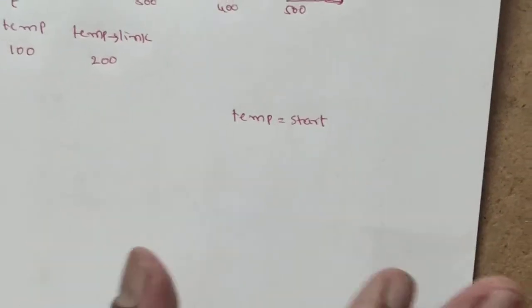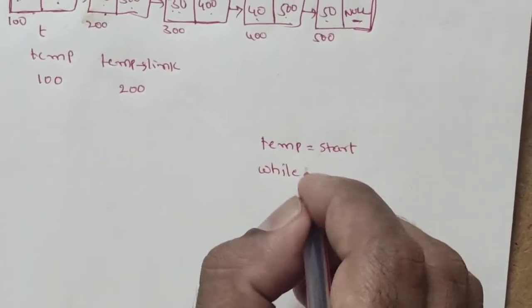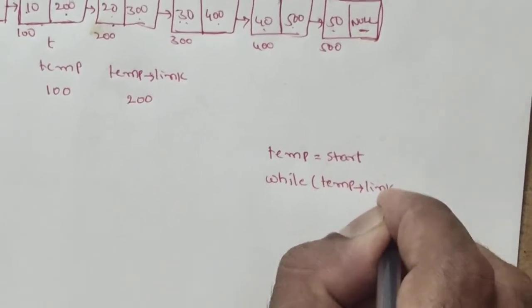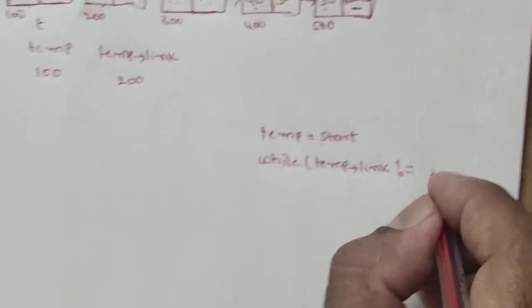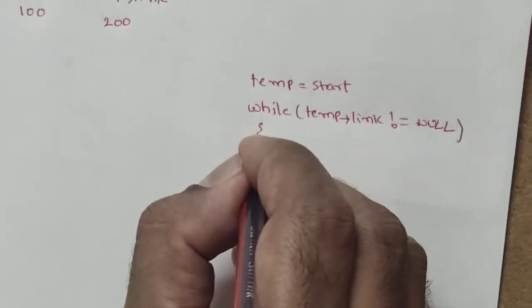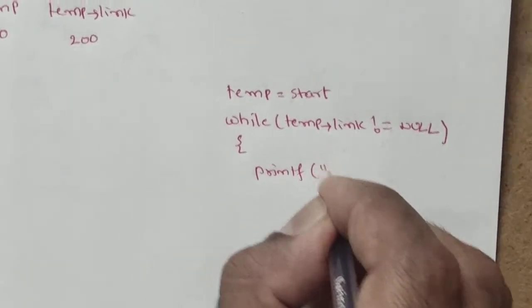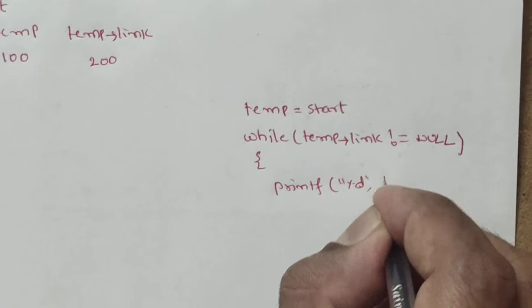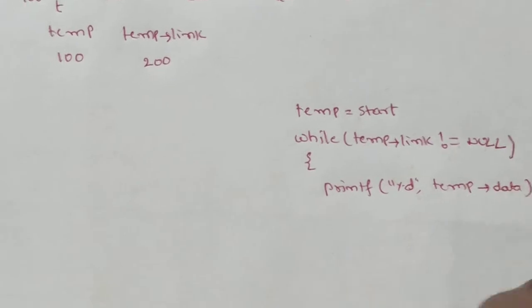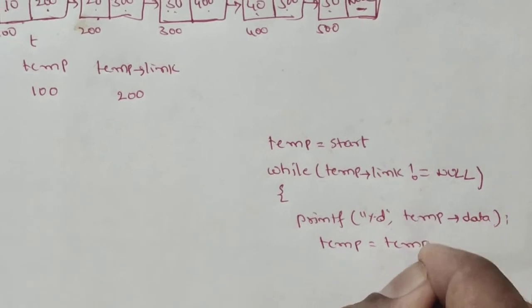Then we simply consider: while temp link not equal to null, then simply printf %d, temp data, and temp equal to temp link.